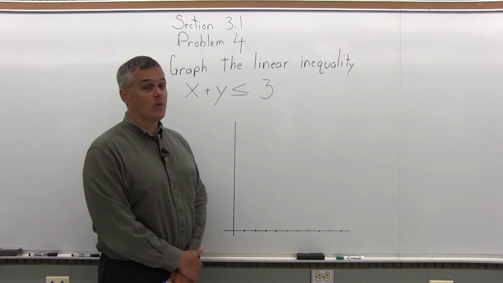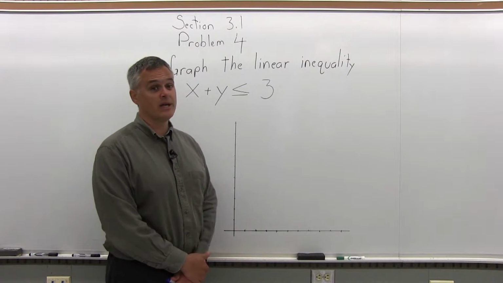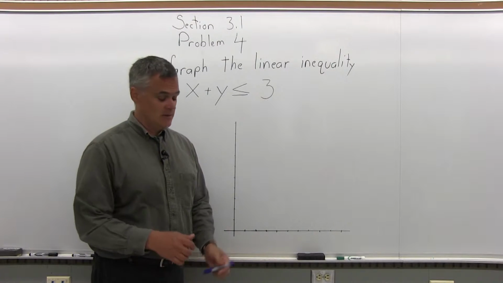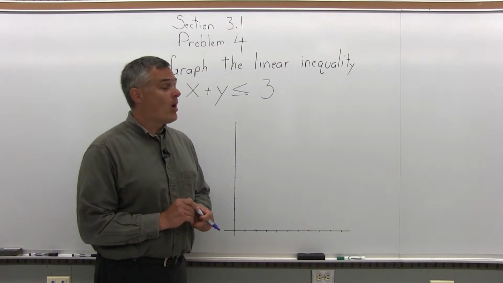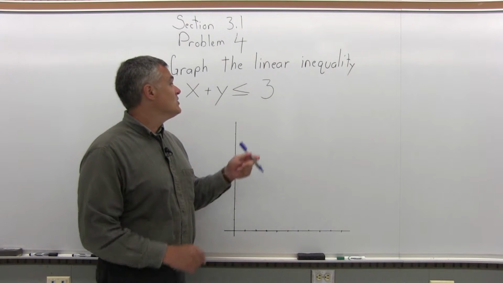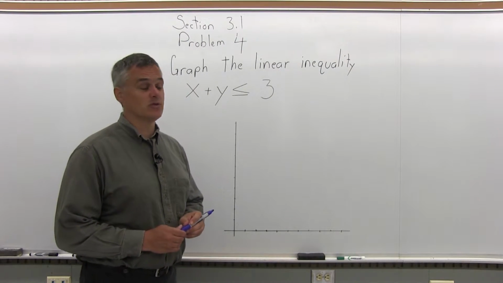This is Section 3.1, Problem 4. It says graph the linear inequality x plus y is less than or equal to 3. So to graph a linear inequality is a four-step process. Step 1 is pretend it's an equation and find 2 points that have coordinates that make the equation true.